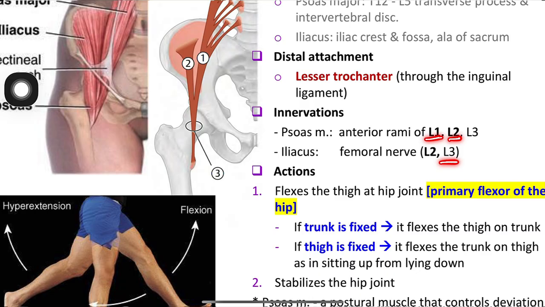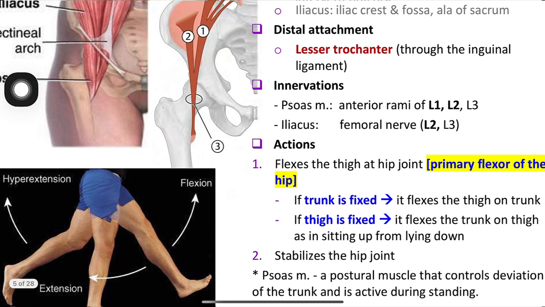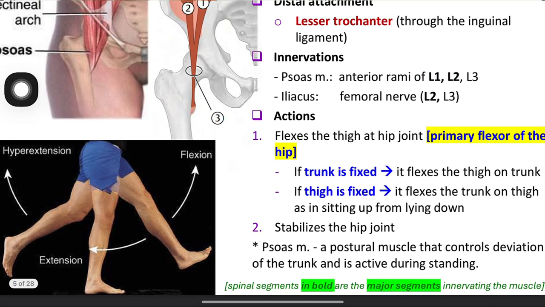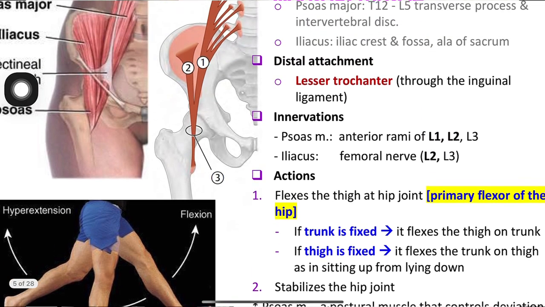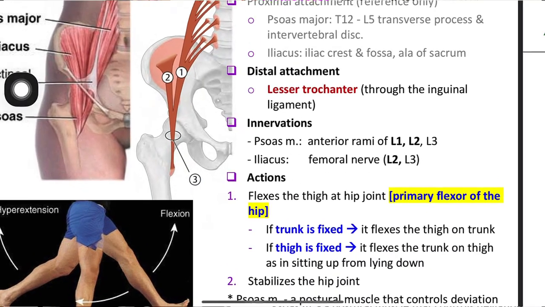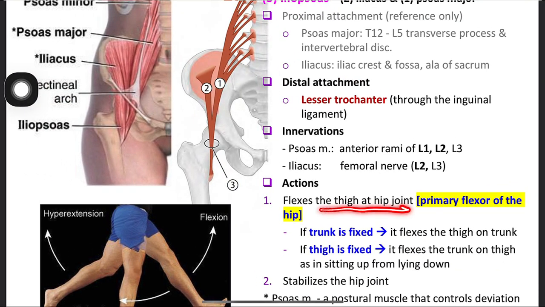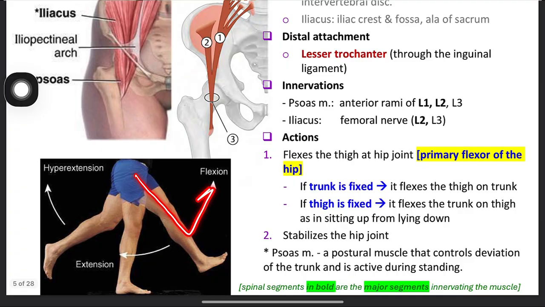Why I put a bold font size here? So this one tells you that it is the major segment. Okay. So what is the action? So flex the thigh at the hip, just like this one, right? Do the flexion. So when your trunk is fixed, right? When your trunk is fixed, then you flex the thigh on the trunk. When the thigh is fixed, then you flex the trunk on the thigh, as in sitting up, when you are from the lying down positions. Okay?